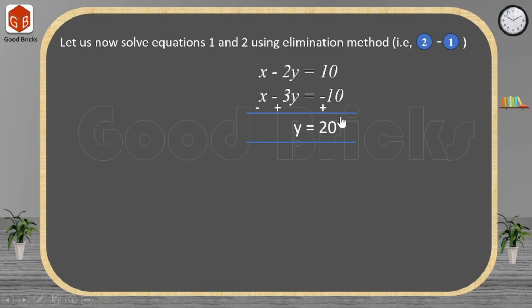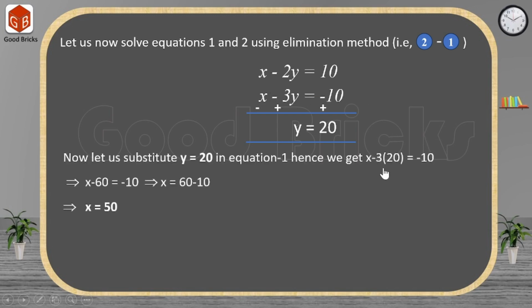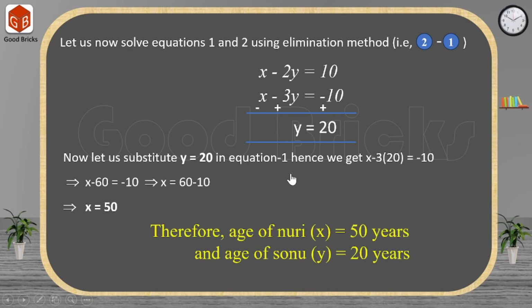Now what we got? We got the value of Y. Then if you substitute this Y is equal to 20 in this or in this equation, you will get the value of X. So now we are substituting this Y is equal to 20 in this equation 1. So you will get X is equal to 50. So finally we got X and Y, which is nothing but the age of Nouri is 50 years and the age of Sonu is 20 years. Hope you got good clarity on this problem.